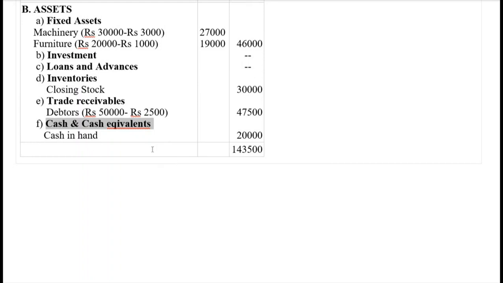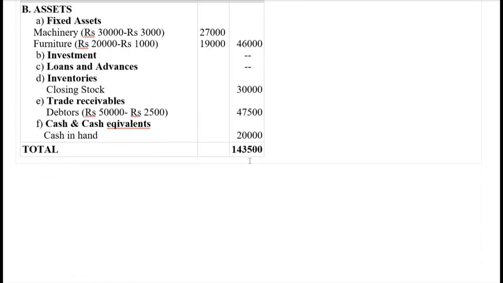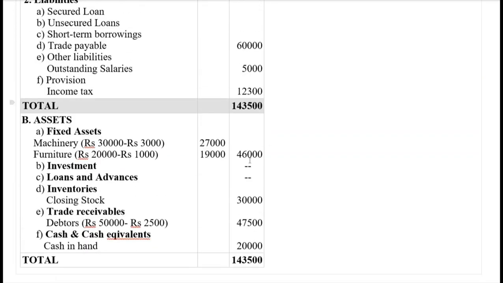So this is how it will come. This is the total. Let me write here total. Here also let me make this bold. Then this is also the total of the liabilities. Let me make this bold also. So this is how we need to calculate.